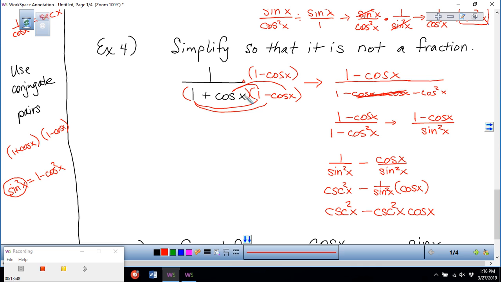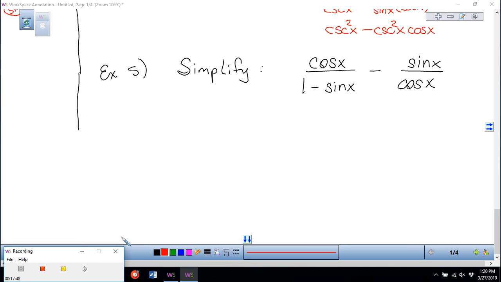Okay, we have simplified it so it is no longer a fraction. You could then take this and simplify it a little bit more, but we've gotten it to where it's not a fraction, so this would suffice. Go ahead and pause, and we'll move on to the last example.